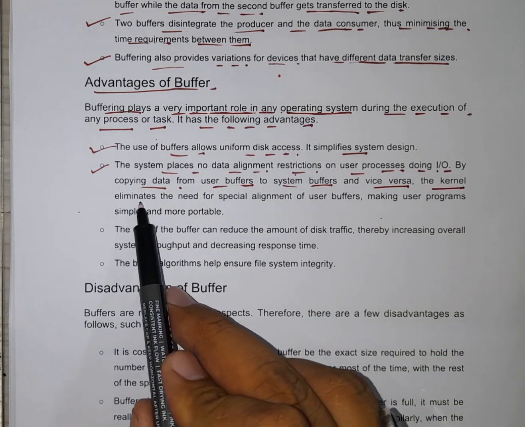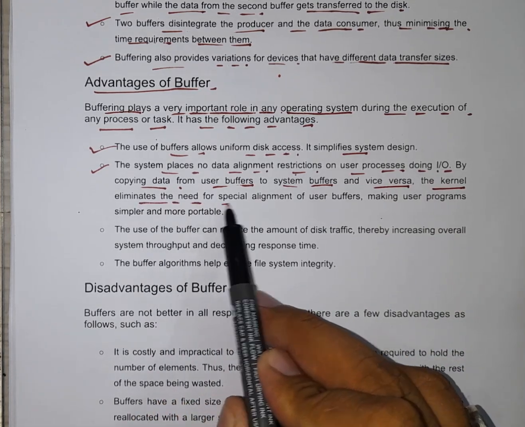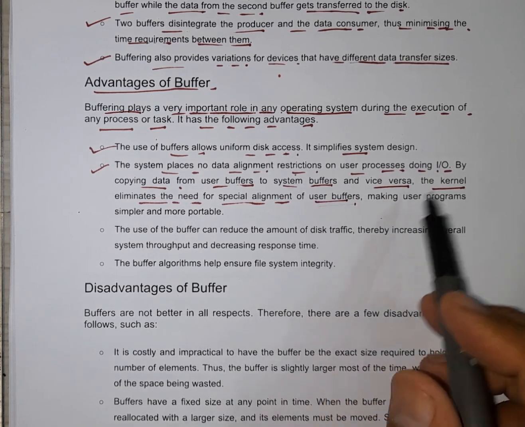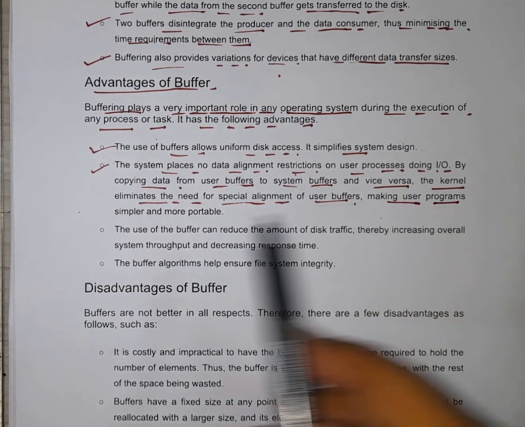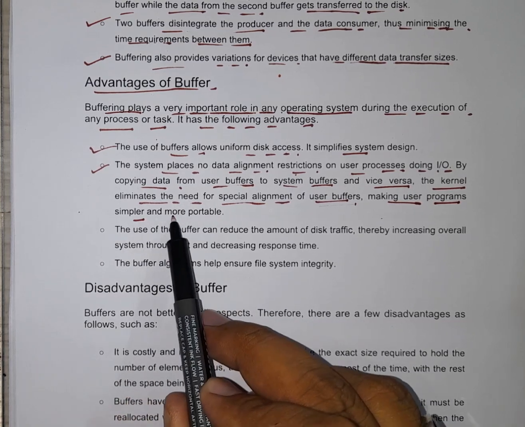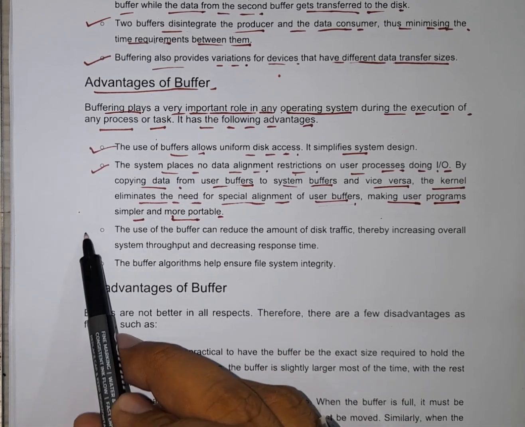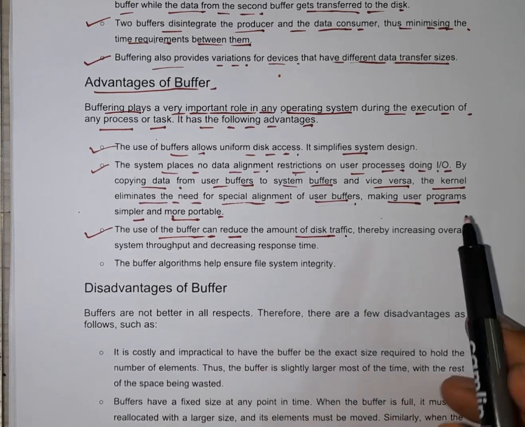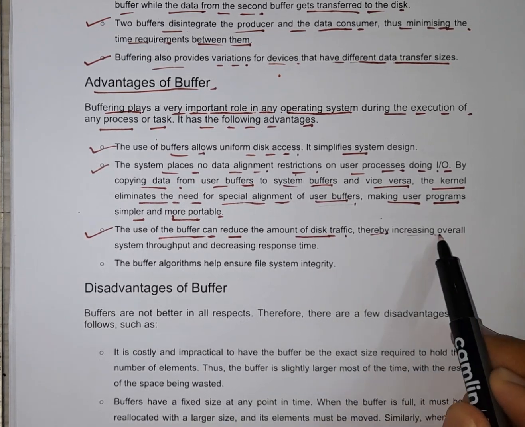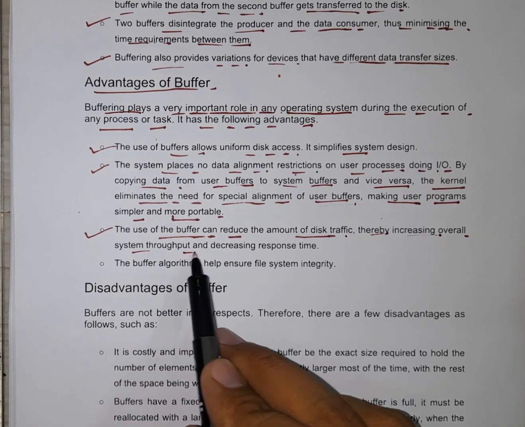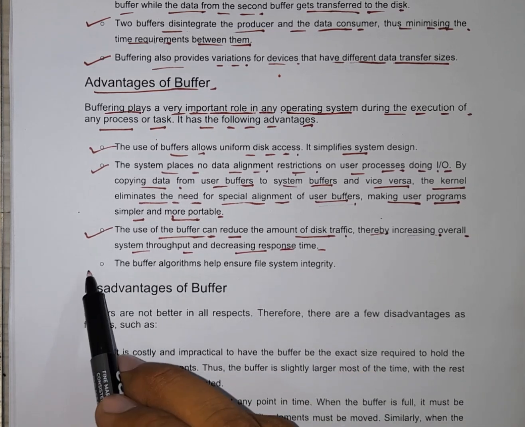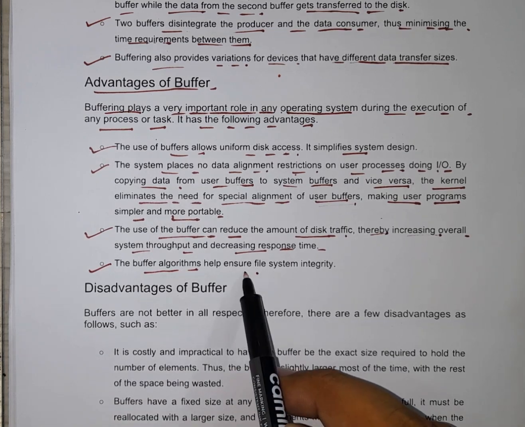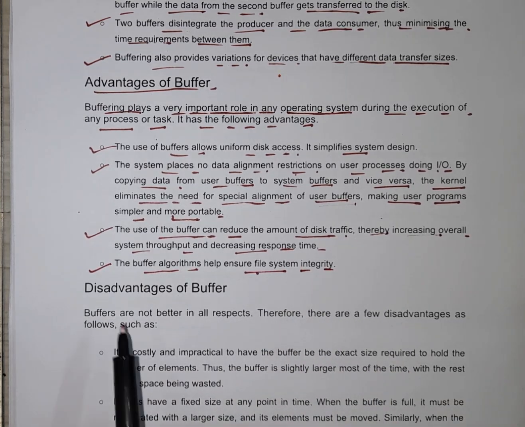The kernel eliminates the need of the special alignment of user buffer, making user programs simpler and more portable. The use of the buffer can reduce the amount of the disk traffic, thereby increasing overall system throughput and decreasing response time. And another one is the buffer algorithm helps ensure file system integrity.